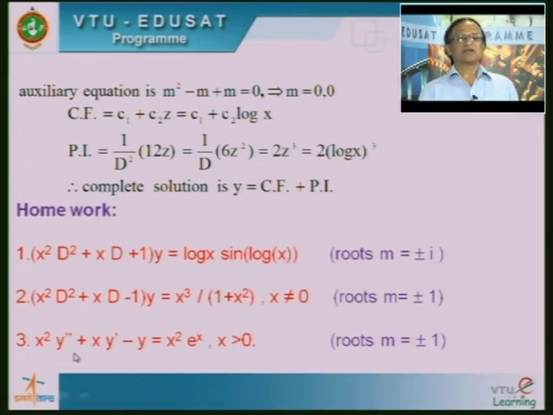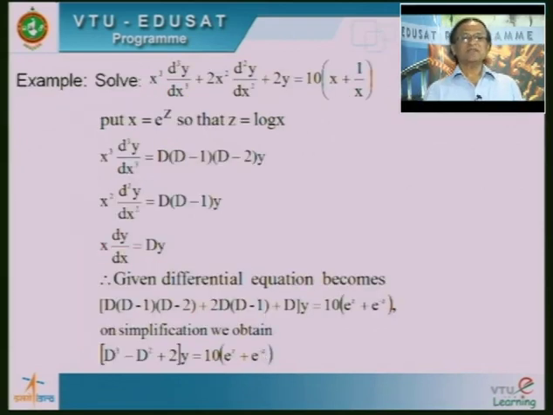Similarly, x square y double prime plus x y single prime minus y is equal to x square into e to the power x, where x is greater than 0. Roots may be plus or minus 1. So find the particular integral, then write down the complementary function plus particular integral. So far I have solved non-homogeneous differential equations, and here I have considered one more non-homogeneous Cauchy-Euler equation. Then you may ask, what is the difference between the previous equation and this equation?